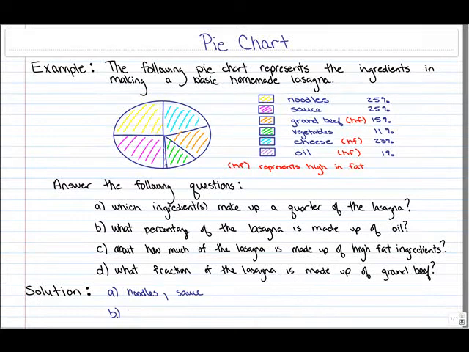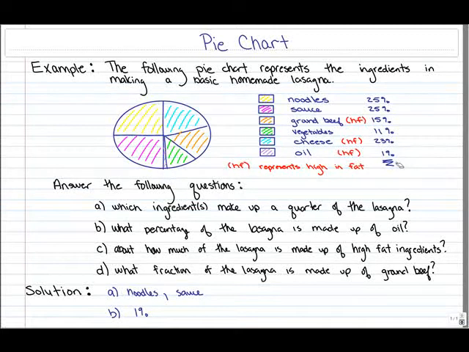Now for part B, what percentage of the lasagna is made up of just oil? Well, if you look at the legend here, it states that oil is shaded in the light purple. That would be this region right here. And it also states that it's 1% of your lasagna. So the oil is made up of 1% of the entire lasagna.